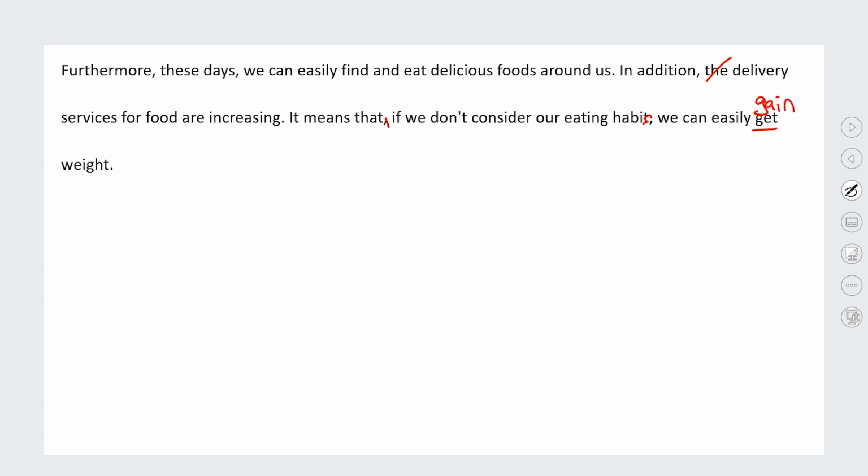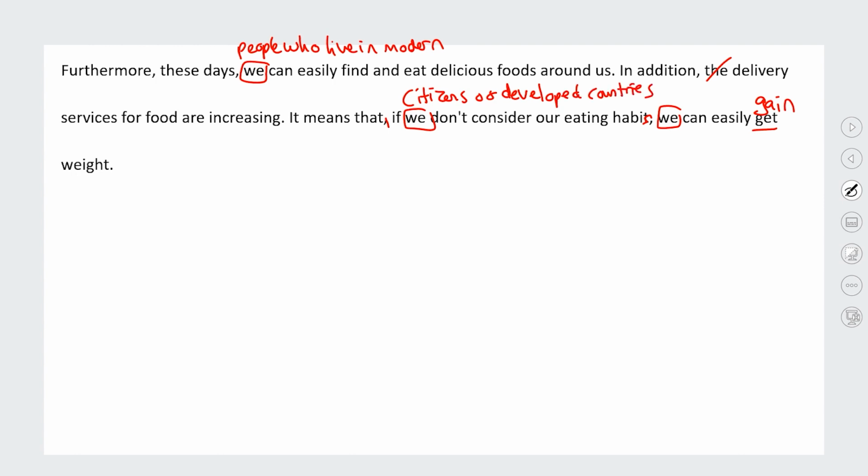I think I have an issue with the way it's too personal. I prefer in task 2 that you keep it more formal and just keep it to these days, people, you can give a good sentence, people who live in modern cities or citizens of developed countries, sorry, or something like that, rather than keep saying we.